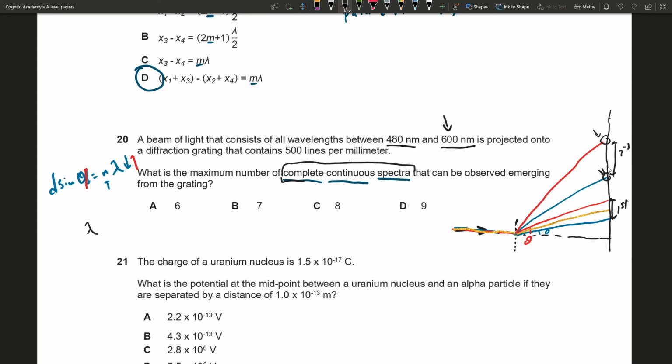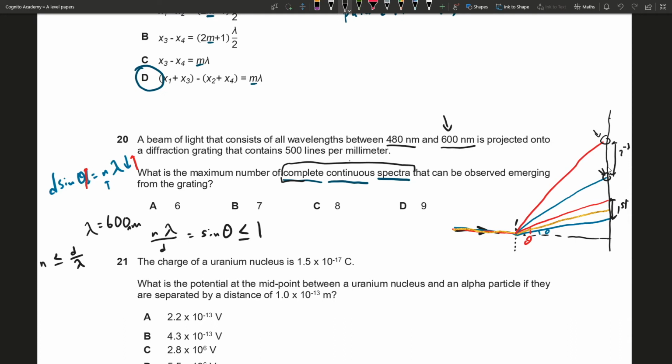So take lambda equals to the largest wavelength, because that will produce the largest theta for a certain diffraction order, equals to 600 nanometers, and we rearrange this to have lambda n over d equals sine theta. And remember that sine theta is less than or equal to 1, which means that our diffraction order n is less than or equal to d over lambda.